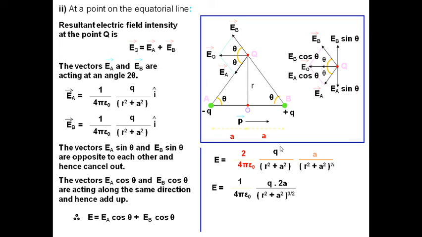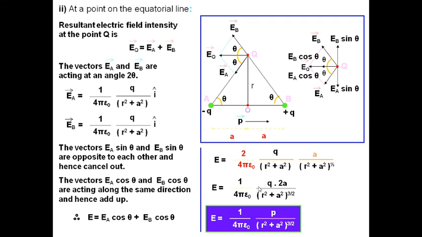So you can put this value and calculate it. E comes out to be 1 by 4 pi epsilon naught, q into 2a divided by (r square plus a square) power 1 times power half, which is 1 plus half, that is 3 by 2. So q into 2a, that is p. So E is equal to 1 by 4 pi epsilon naught, p upon (r square plus a square) power 3 by 2. That is the electric field due to a dipole at a point that lies on the equatorial line.